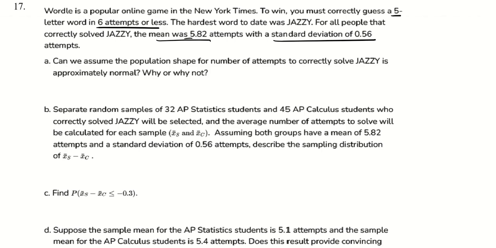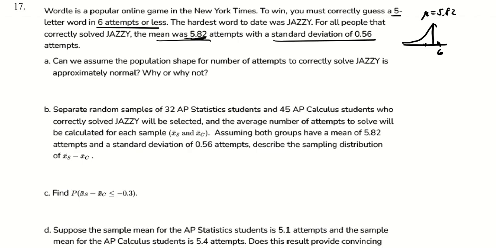Can we assume the population shape for the number of attempts to correctly solve jazzy is approximately normal? Why or why not? Well, based on this information, it says 6 attempts or less, and the average was 5.82. So if it took them 6 or less, this is 6 right here, or less. The average is 5.82, and their standard deviation is really small. So most people are near the 5.82, and a few people are far away from it.